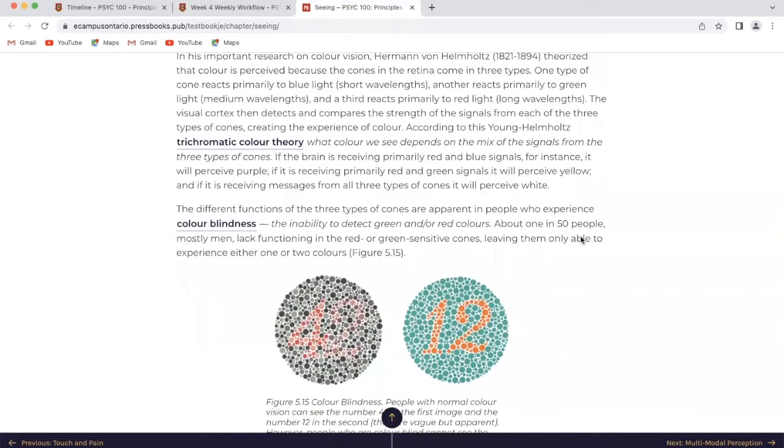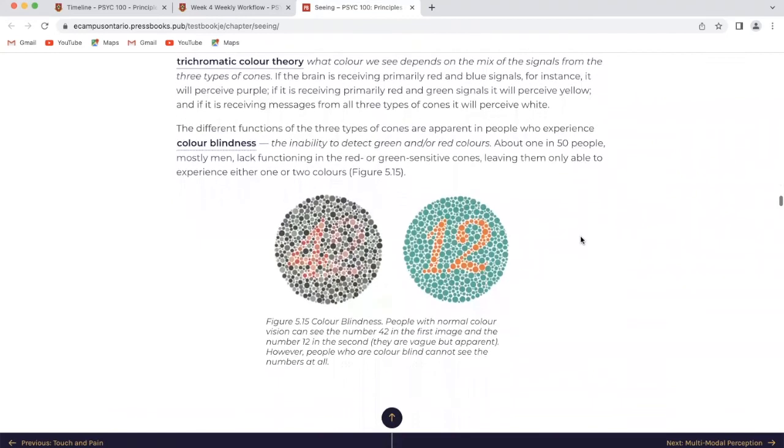If the brain is receiving primarily red and blue signals, for instance, it will perceive purple. If it is receiving primarily red and green signals, it will perceive yellow. And if it is receiving messages from all three types of cones, it will perceive white. The different functions of the three types of cones are apparent in people who experience color blindness, the inability to detect green and/or red colors. About 1 in 50 people, mostly men, lack functioning in the red or green sensitive cones, leaving them only able to experience either one or two colors.